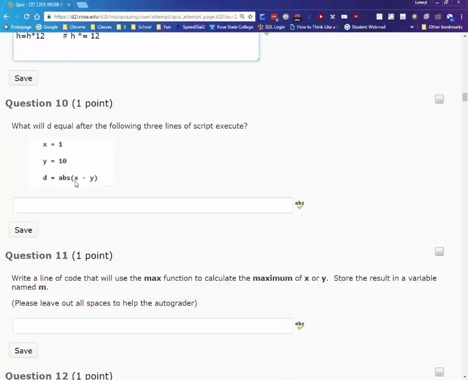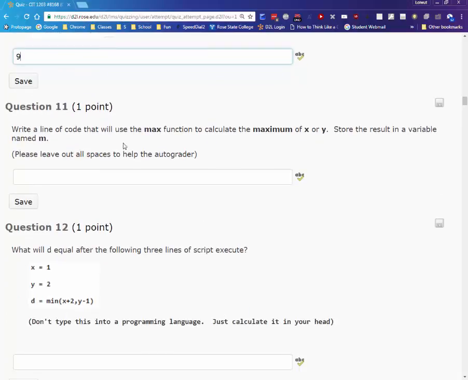Everybody knows the absolute value, I think. X minus y, 1 minus 10 is negative 9, but the absolute value of negative 9 is a positive 9. All right, write a line of code that will use the max function to calculate the maximum of x or y. Now here a lot of people went crazy and started copying from here, and they added 2 to x and they subtracted 1 from y. Copying from that did not get you full credit because I wasn't asking you to figure out the maximum of x plus 2 or y minus 1. I asked you to calculate the maximum of x or y. So that's just this, max of x or y.